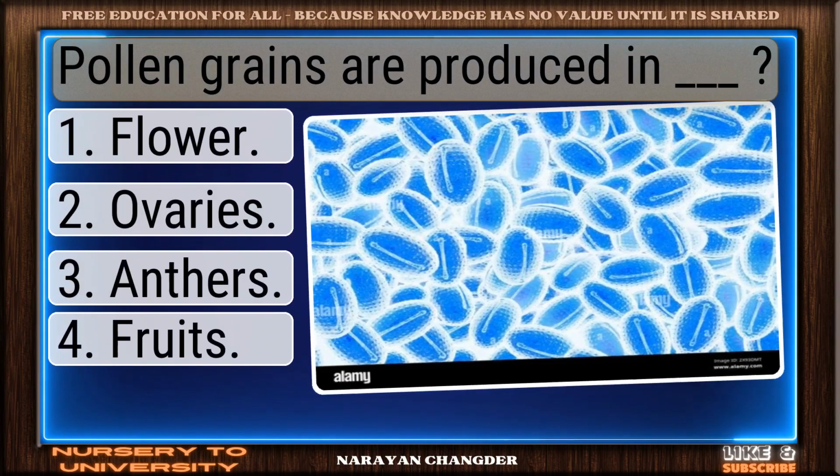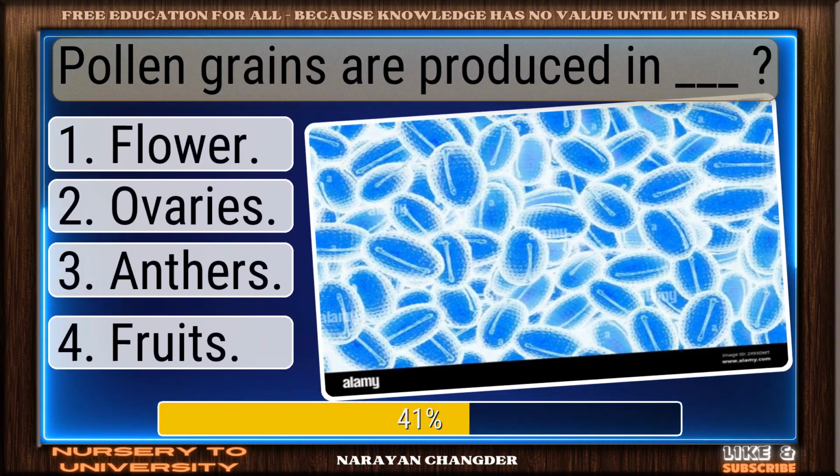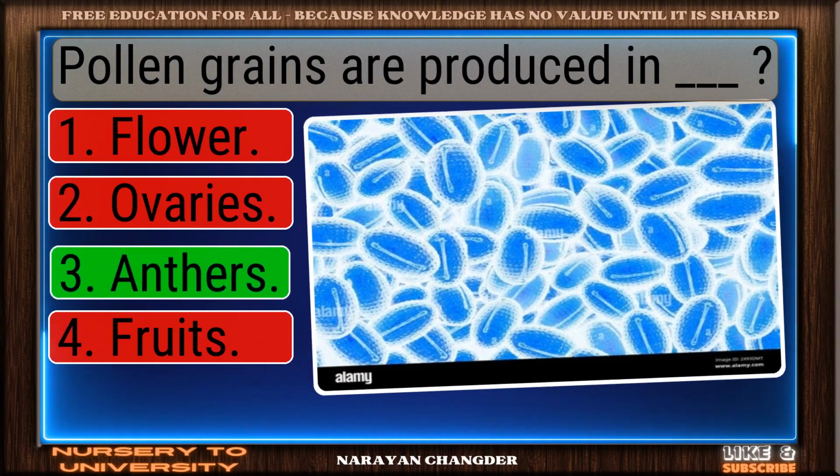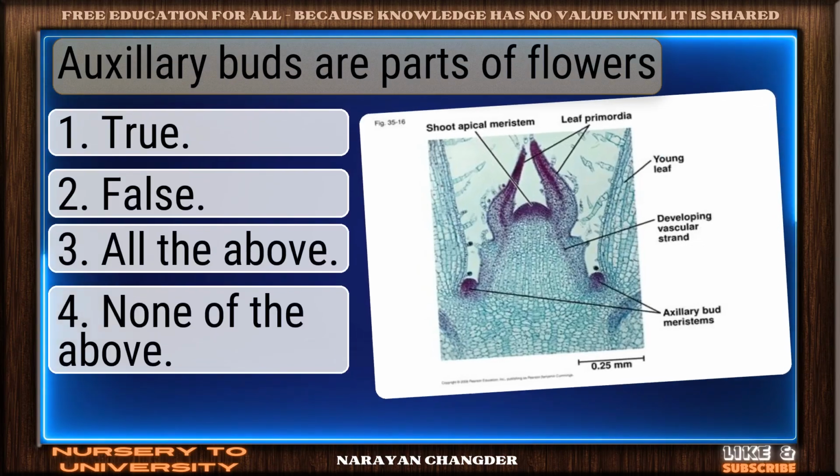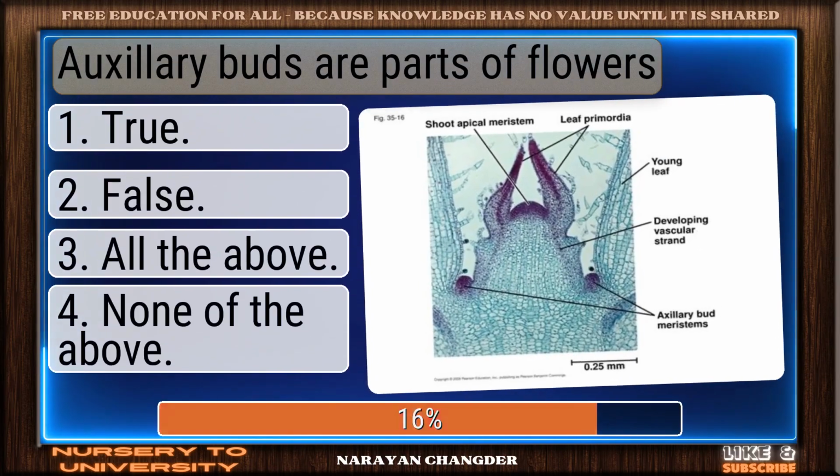Pollen grains are produced in dash. Right choice. Anthers is the best answer. Axillary buds are parts of flowers.